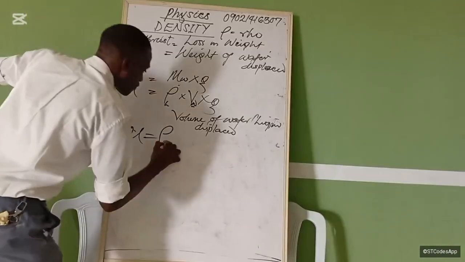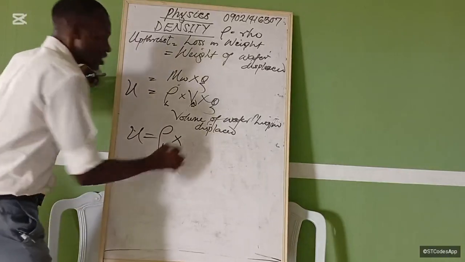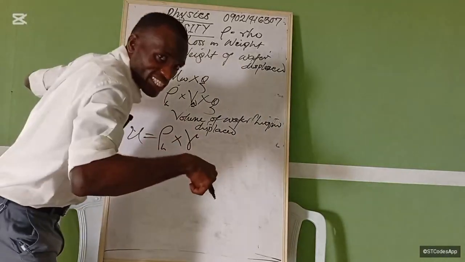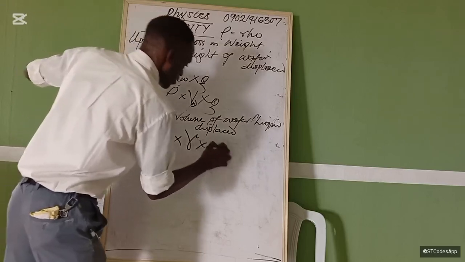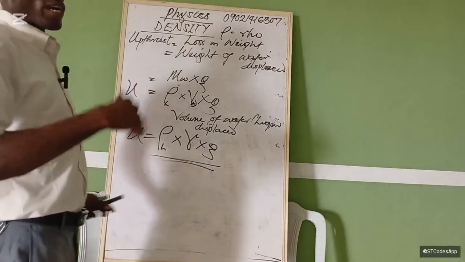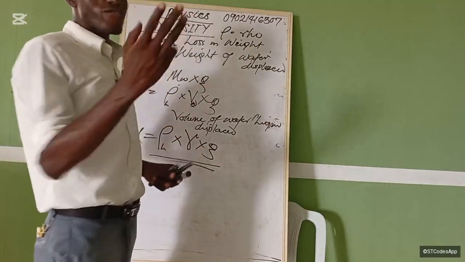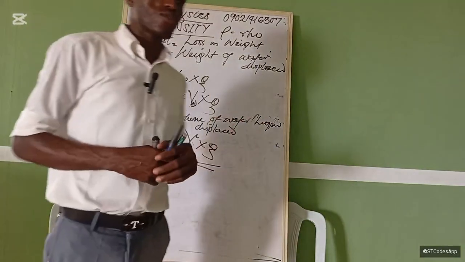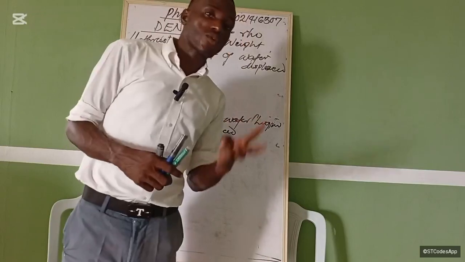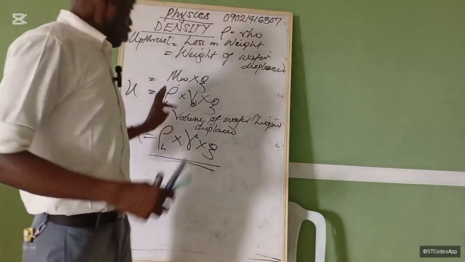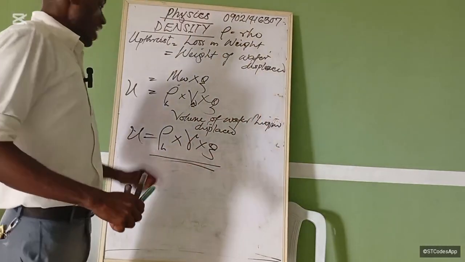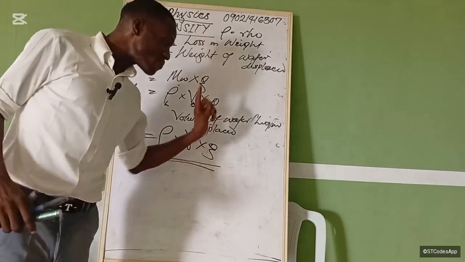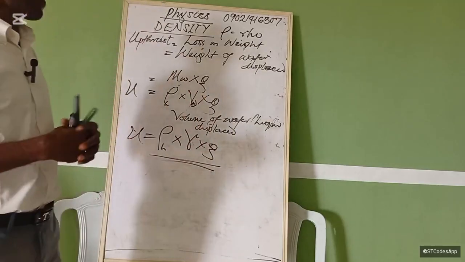The density of the liquid times the volume of the object, or the volume of the water or liquid displaced, times acceleration due to gravity. Don't forget this. Okay, so we have three formulas. Density is equal to mass over volume. Upthrust is equal to weight in air minus weight in liquid or weight in water. And upthrust is equal to what? Rho L V G. Okay.